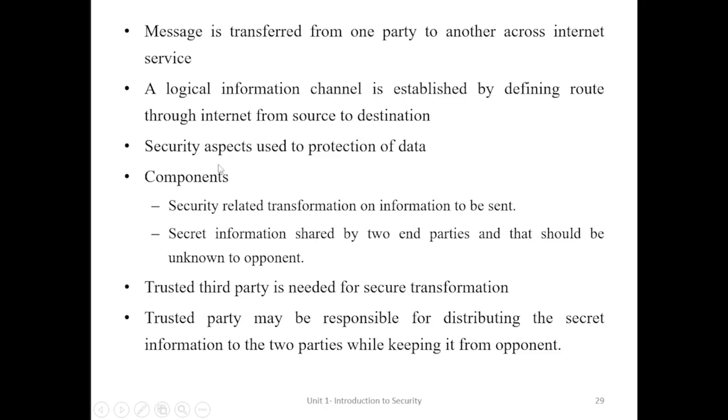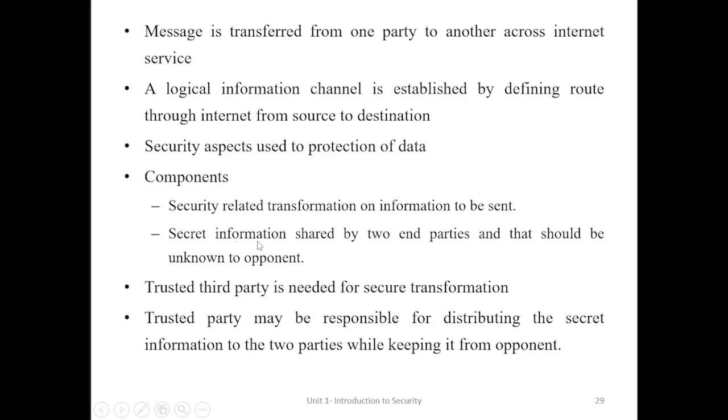There are various security aspects used for protection of that secured information. So there are two main components in a network security model. The first component is all the security related transformation of information that should be sent consequently and logically by a secret security algorithm. And the second is a secret information which is shared between two end parties. Here, the two parties are denoted as both sender and receiver.